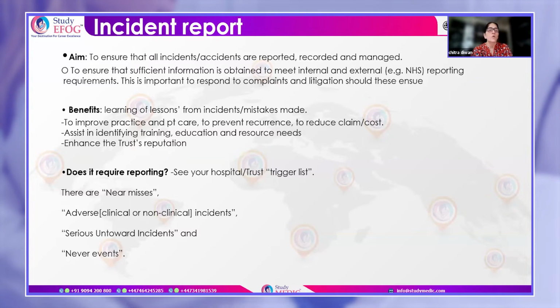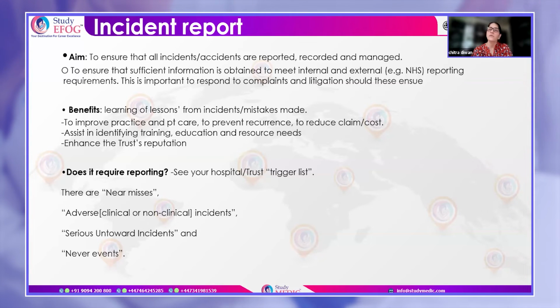Adverse incidents, it could be clinical or non-clinical. So the nurse gave the wrong dose of the medicine to the patient. Nothing happened to the patient, but something bad could have happened if she had given a higher dose, or she did not notice that the patient is allergic to a particular drug and she gave that drug and the patient got an anaphylactic shock. So this is a serious or an untoward incident.